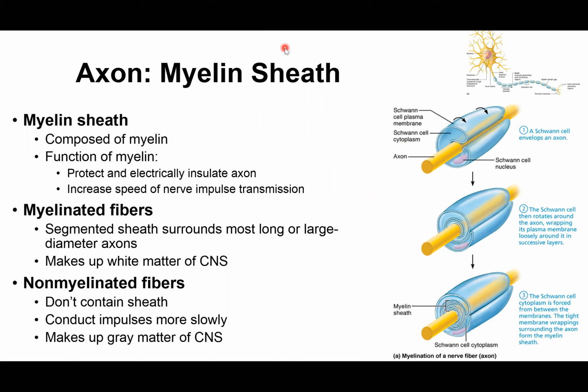Now, as far as myelin goes, it's not present on every single neuron. We have myelinated fibers, which have the sheath around them, and this is usually present on really long or large diameter axons. This is also what makes up the white matter of the central nervous system. However, we also have non-myelinated fibers too. Non-myelinated fibers don't have this sheath on them, and therefore they conduct impulses more slowly. An example of this would be the gray matter in the central nervous system. These are non-myelinated fibers.